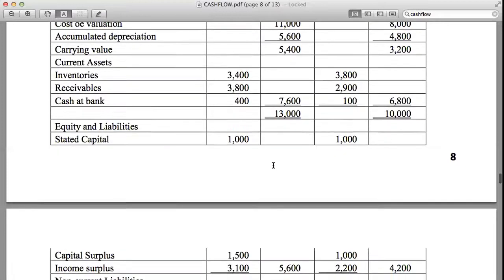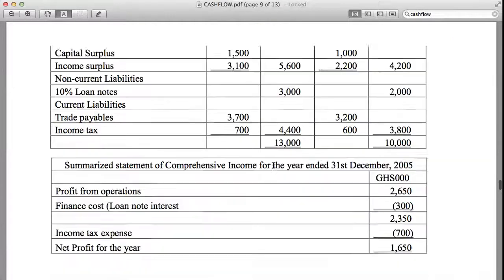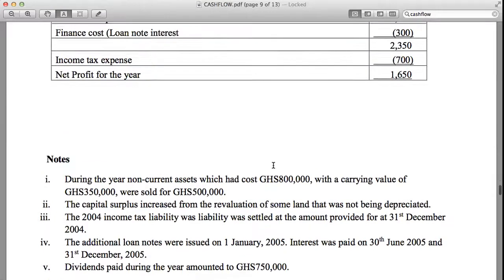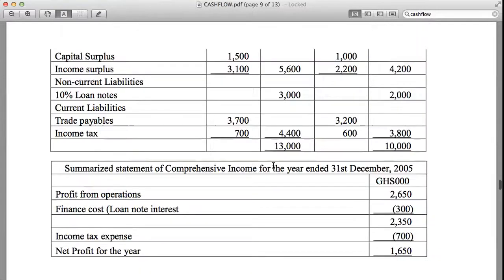Non-depreciable land. Which note is that? It says note 2. The capital surplus increase is as a result of what? Revaluation of some land that was not being depreciated. So that is it. Let's go and pick the movement in the capital surplus.